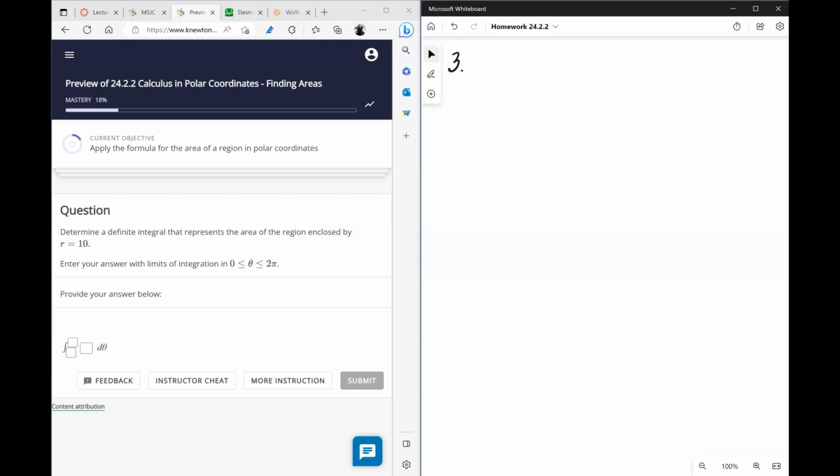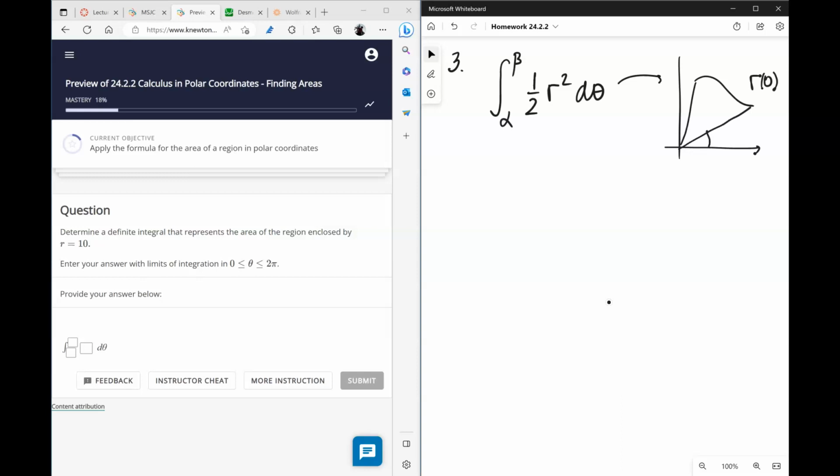Alright, determine a definite integral that represents the area of the region enclosed by r equals 10. Again, the formula that we're using is integral from alpha to beta of 1/2 r squared d theta, and this integral represents this area. So we have some polar curve, and this is the area of a sector between alpha and beta. This is the area, like a slice.